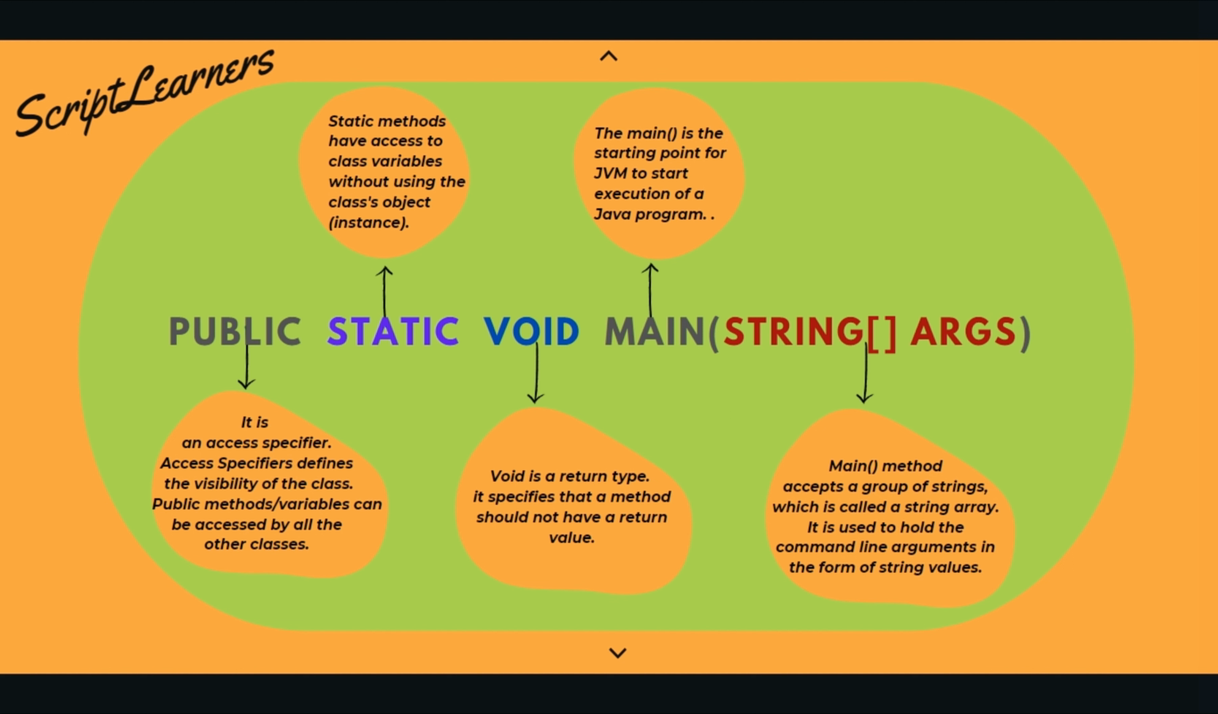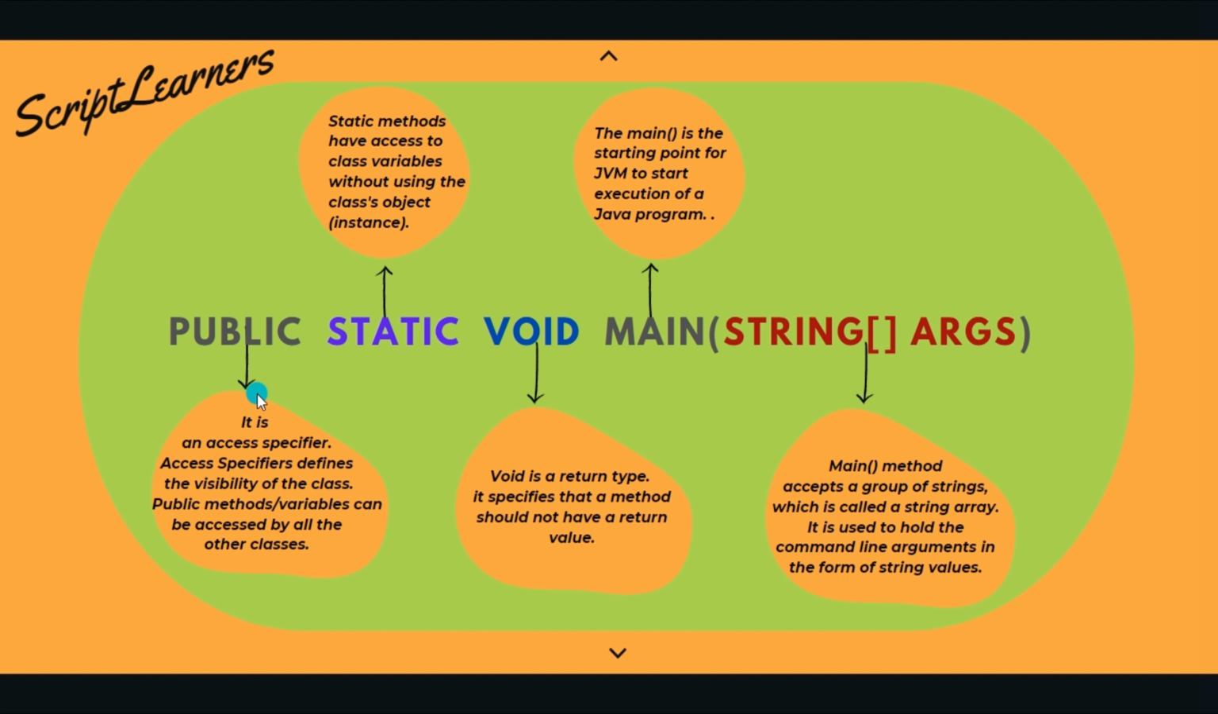So let's discuss this statement. This is basically public static void main. These are some keywords that we use to declare the main method. So let's first talk about this public keyword. What does this actually mean?